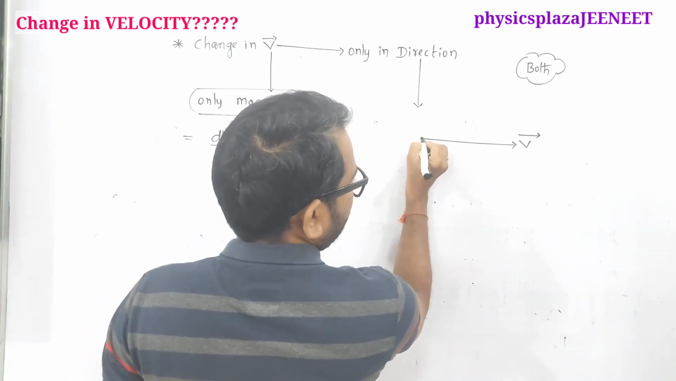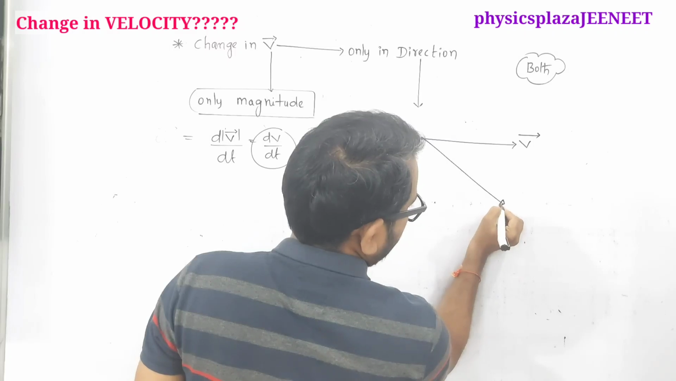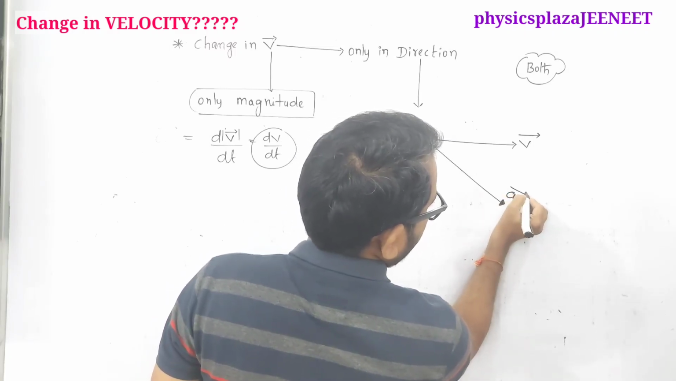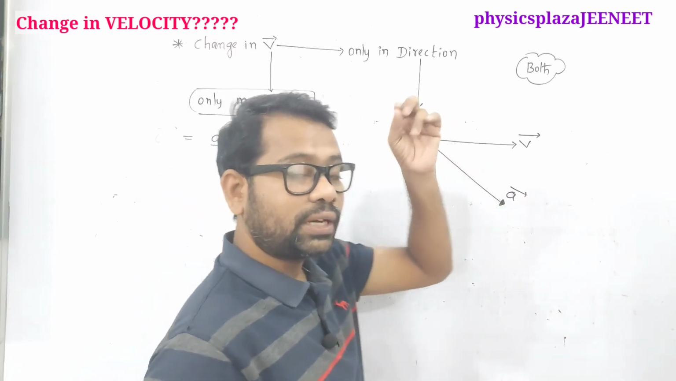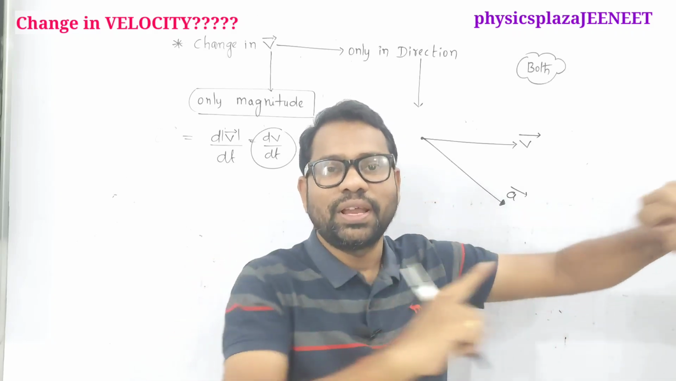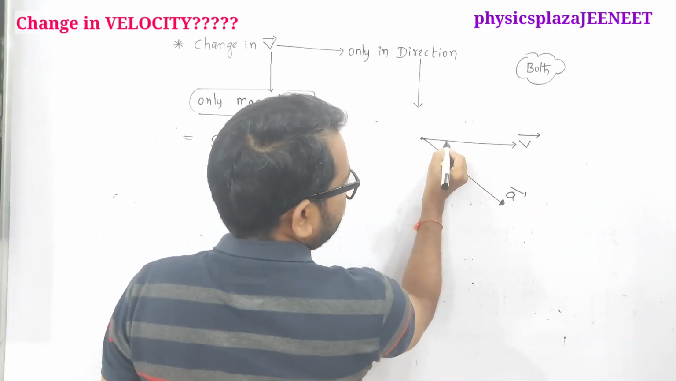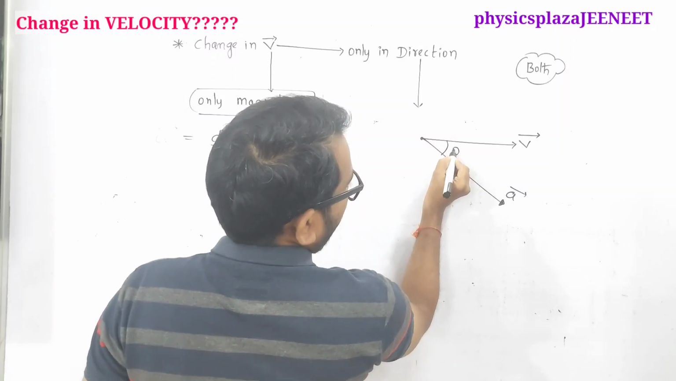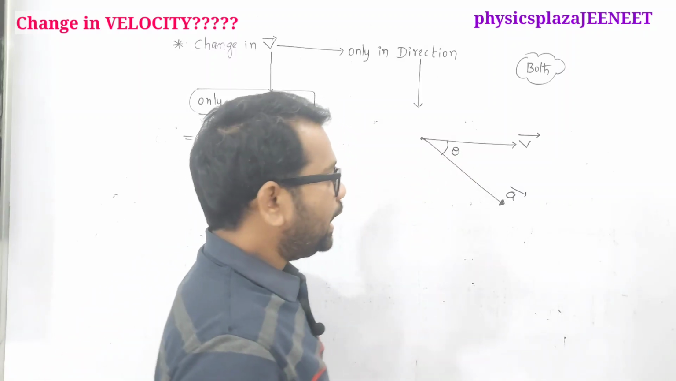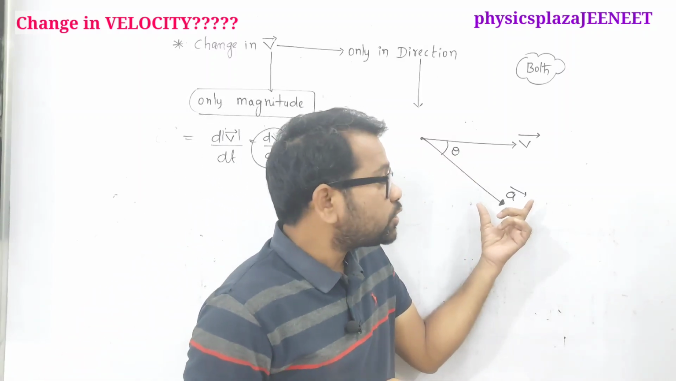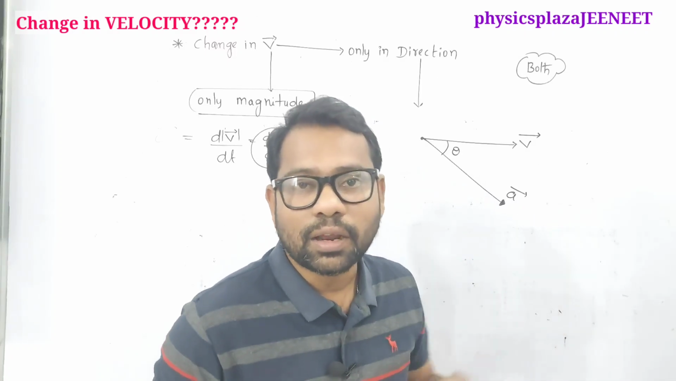Suppose acceleration is acting in this direction, hence force is acting. Children, whenever I talk about the direction of acceleration, it is always in the direction of the net force. So understand that force is acting in this direction, such that the angle is theta. Now what should we do? Let us resolve the acceleration into two rectangular components.